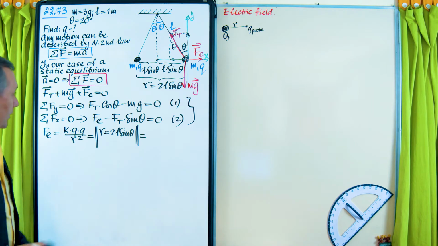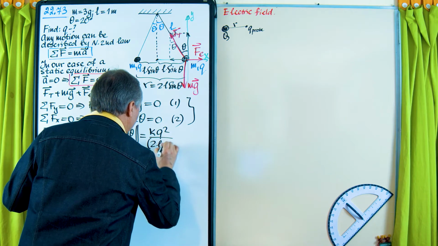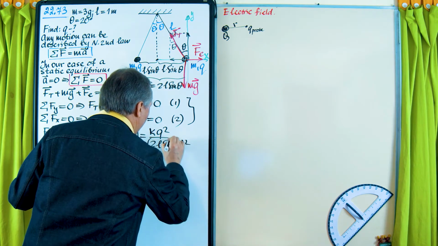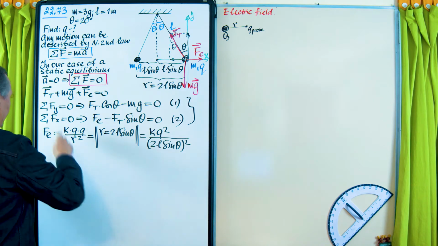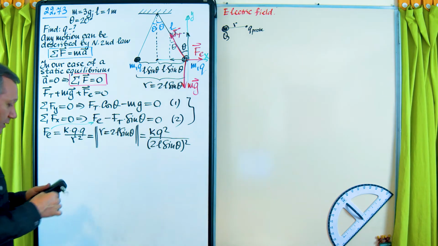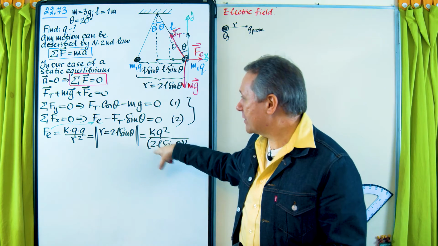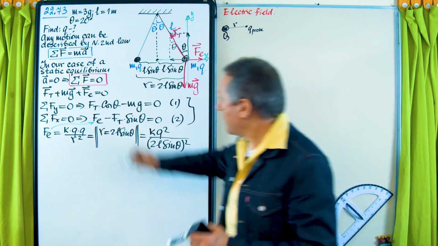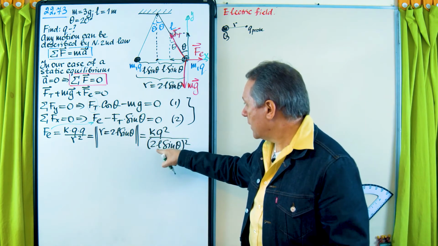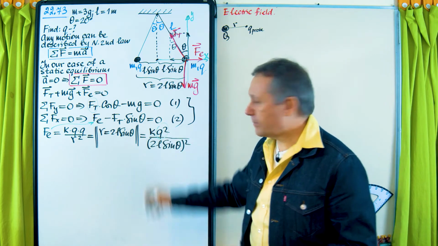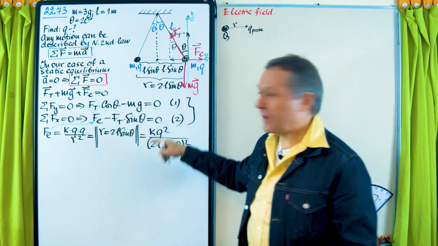Now let's put it all together. So it's K Q squared divided by 2L sine theta to the power of 2. That's what we have to put instead of electric force. Now let's continue counting unknowns in our system of two equations. Now we see what is inside of the electric force. So unknowns are, of course, tension. And in this expression, K is a universal constant, L is given, angle is given, and charge. So in our system, we have two unknowns, tension and charge.